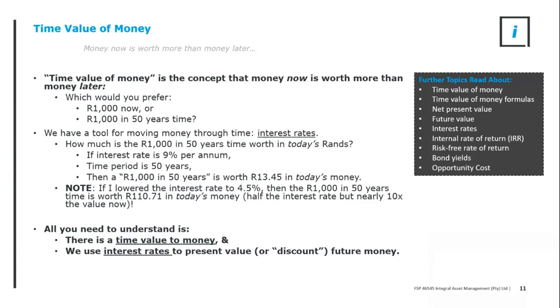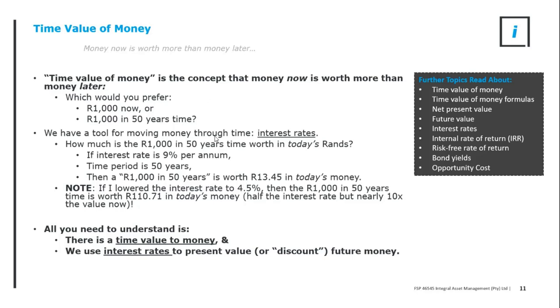So before I move to absolute valuations, one has got to understand the concept of the time value of money. The time value of money means quite simply that money now is worth more than money later. In my opinion, the reason this exists is because, first of all, the future is uncertain, and perhaps more pertinently in the long term, we are mortal. So we are not guaranteed eternity to collect on things. And therefore, we prefer certainty of now over uncertainty of later.